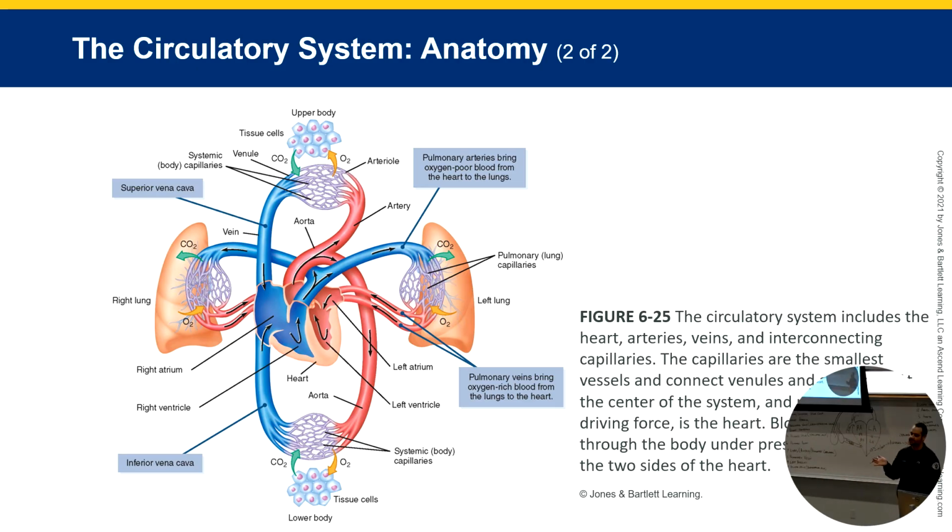So now what? We start back at one. We need to start bringing that deoxygenated blood, those waste products, back to the lungs to get rid of them, and then to reoxygenate the blood. So we're going to start our journey back by going through something called venules.